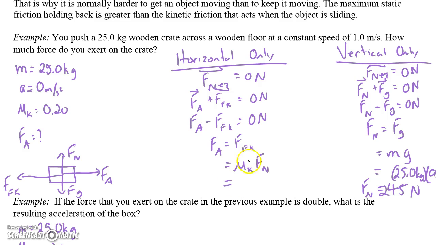So we can just plug in mu k, which is 0.20, and we're going to have to multiply that by 245 newtons, and that's going to give us 49 newtons. And that is our final answer.